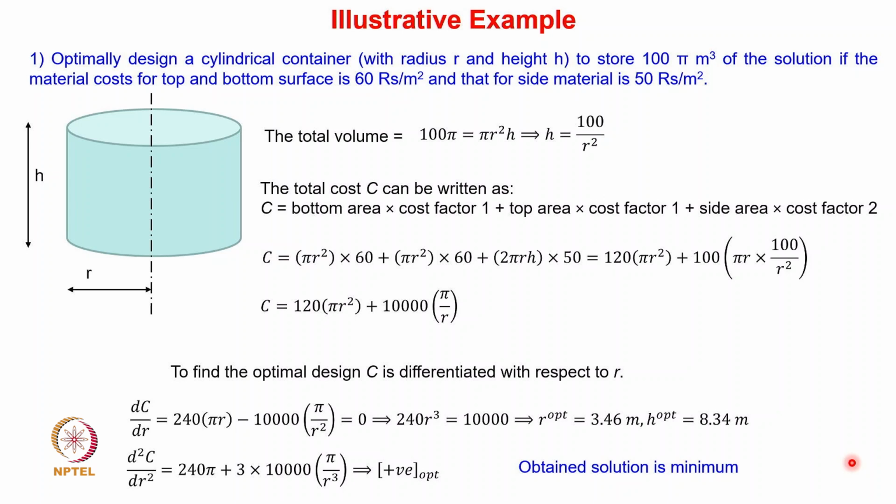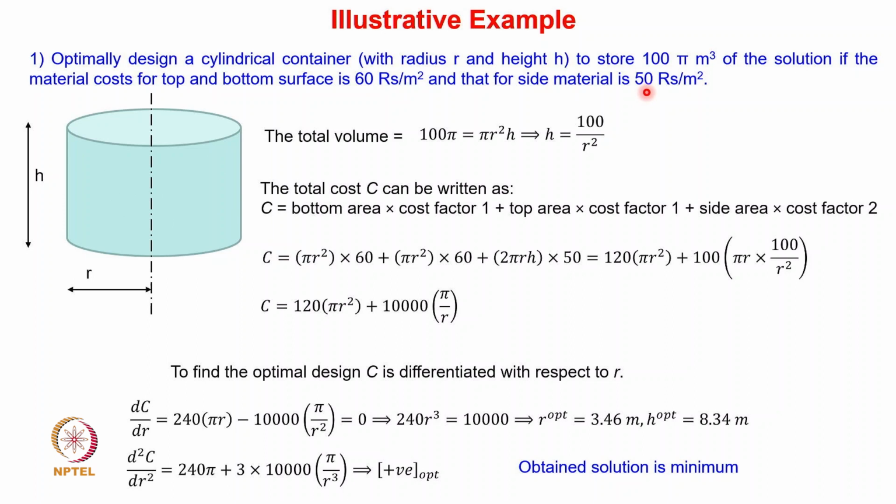So in order to understand the concept, let's look at a very simple illustrative example here. We wanted to optimally design a cylindrical container with radius r and height h to store around 100π cubic meters of the solution. The material cost for the top and the bottom surface is, let's say, 60 rupees per square meter, and that for the side material is 50 rupees per square meter. So the material used at the top and the bottom costs 60 rupees per square meter, whereas the material at the lateral surface area costs 50 rupees per square meter.